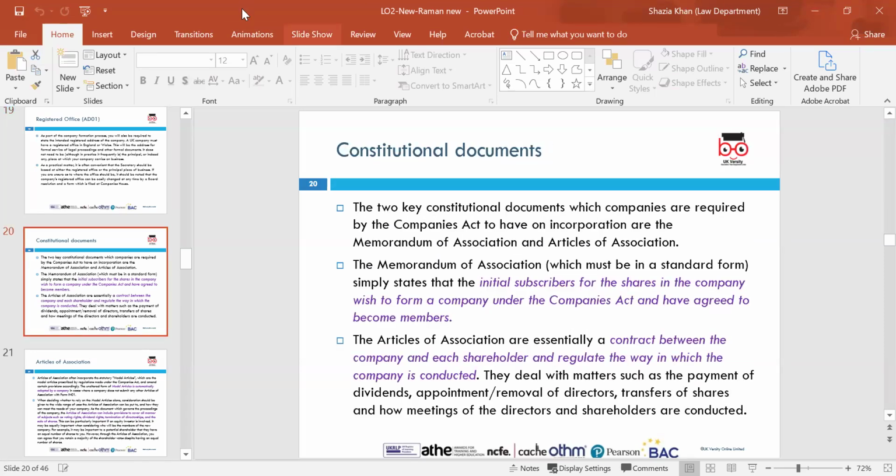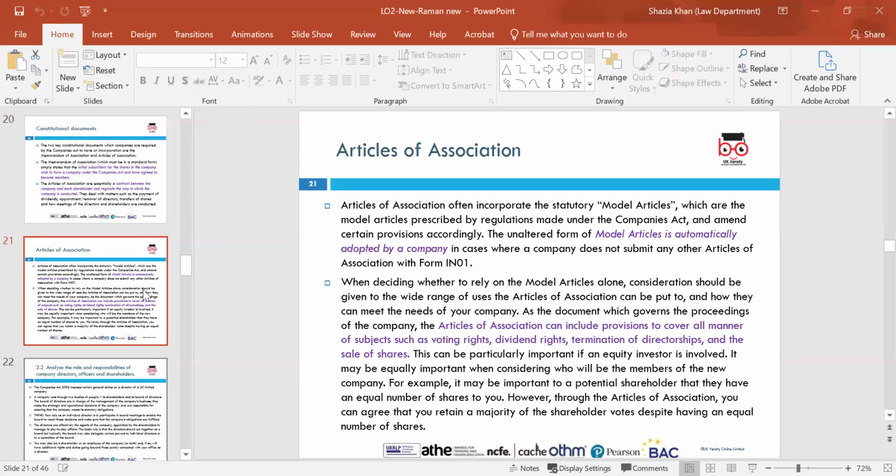Constitutional documents. The two key constitutional documents at Companies House, which we mentioned a little bit earlier, are the Articles of Association and the Memorandum of Association. We'll look at each one. Firstly, the Articles of Association. So what are the Articles of Association?